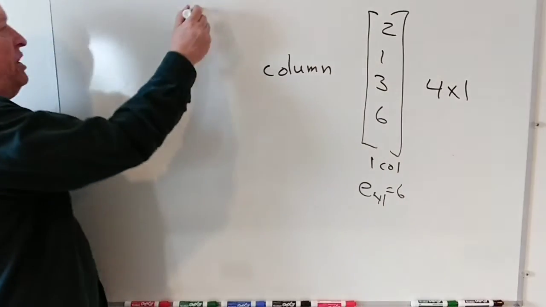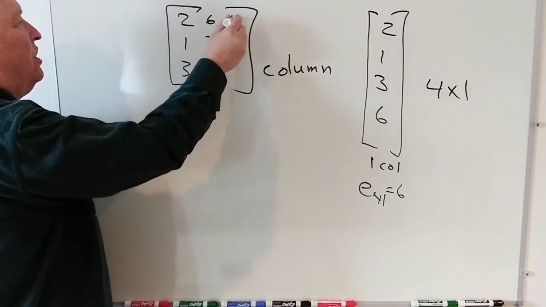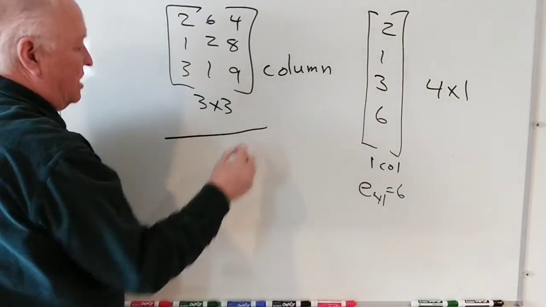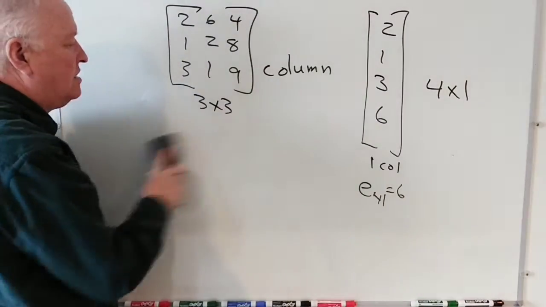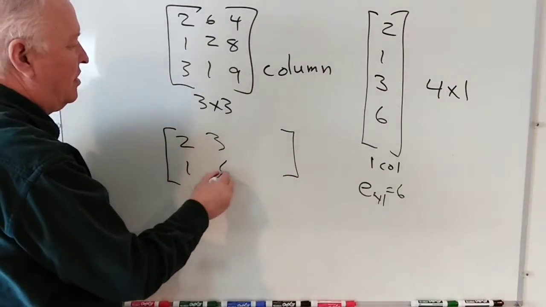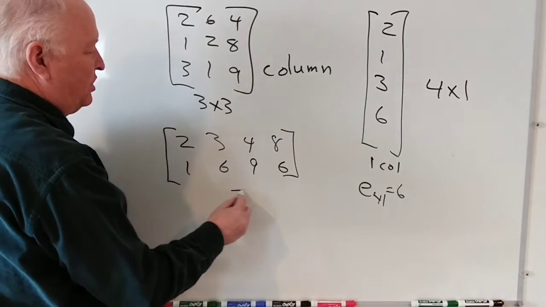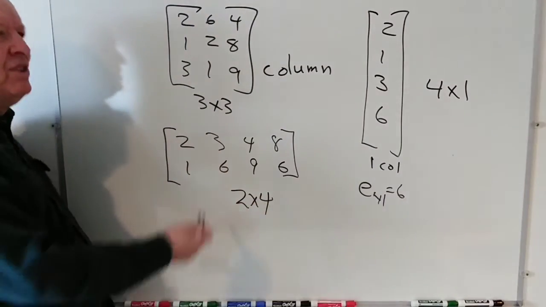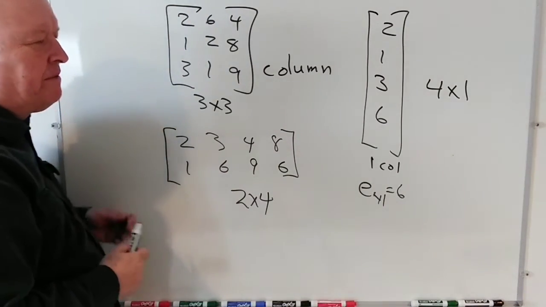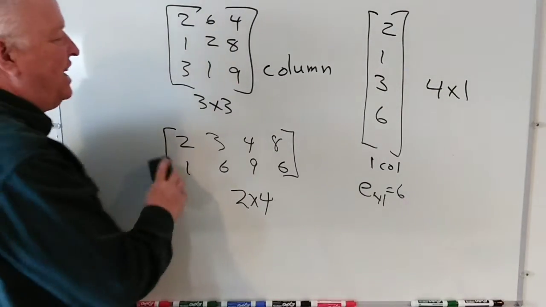And you could have a matrix like this: 2, 1, 3, 6, 2, 1, 4, 8, 9. That would be 3 by 3, a square matrix. And so this would be 2 rows and 4 columns. So in math, this would be our 2x4 matrix dimensions. Let's give you a short quiz to see if you can remember elements and dimensions.